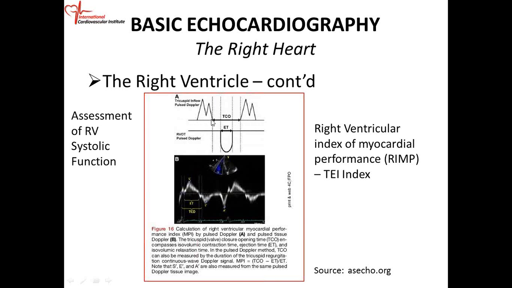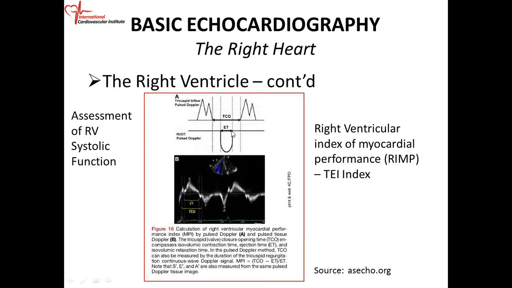Okay, so from this tricuspid valve closure to when you have ejection, this is what we call IVCT, isovolumic contraction time. Okay, so this period from tricuspid valve closure to ejection is the IVCT, isovolumic contraction time. Then you have ejection across the pulmonic valve, okay? And then the pulmonic valve closes.